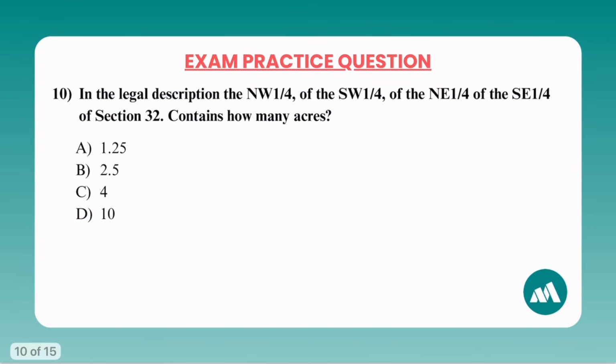Number 10. In the legal description, the northwest quarter of the southwest quarter of the northeast quarter of the southeast quarter of section 32 contains how many acres? Remember that there's 36 sections in a township, and each section contains 640 acres. So that's going to be our starting number. So all we're going to do when we see these types of questions is you're going to take 640 and you're going to start dividing by this denominator, the bottom number of these fractions.